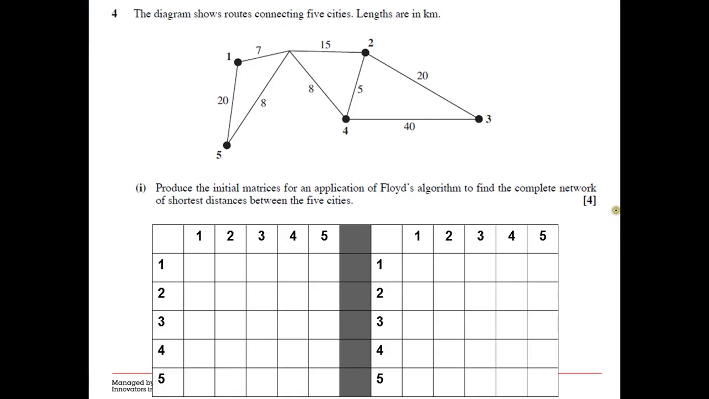You're given the network and you're asked to set up the initial matrices for Floyd's algorithm. For the initial two matrices, on this side you have a distance matrix, and on this side you have a route matrix. The easiest place to start is with the route matrix, because all the route matrix does is assume that you are starting at whichever vertex you are standing at, and so you just fill in the columns with the numbers like this.